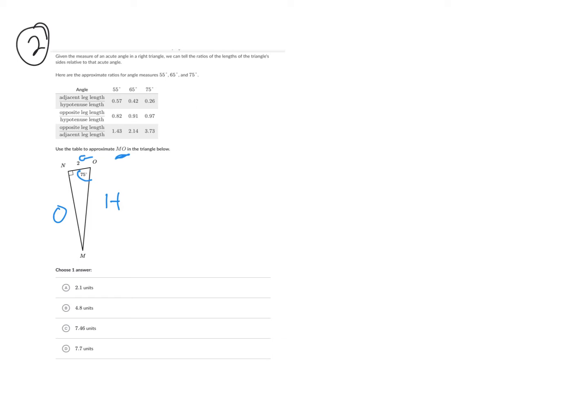So we're going to look for adjacent over hypotenuse. So that's 2 over, we'll say H. And that has to equal, well, adjacent over hypotenuse is here. And we're looking at 75 degrees. So it must be this one. So this has to equal 0.26.